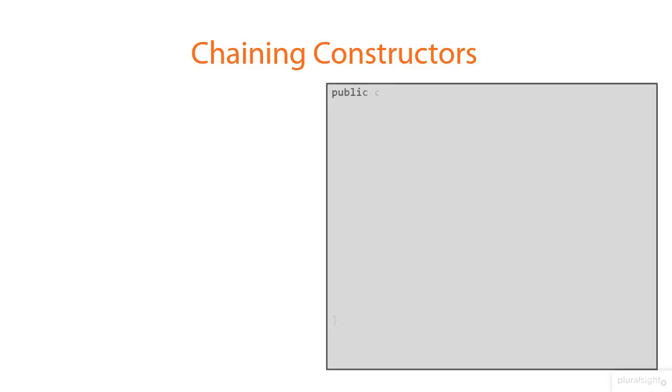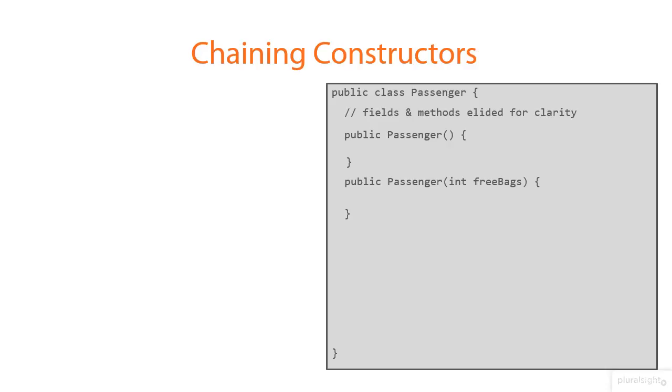Looking at our passenger class, what I'm going to focus on here is just the constructors for a second. So we'll assume that we have any fields and methods we saw in the earlier slides. And remember that we have a constructor that takes no arguments. We also have our constructor that accepts an integer, which is the number of free bags that we set.